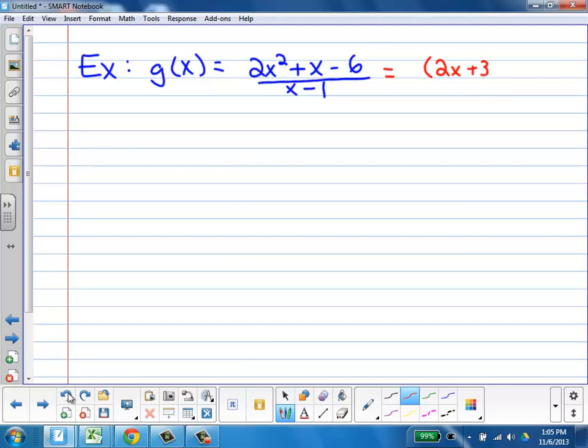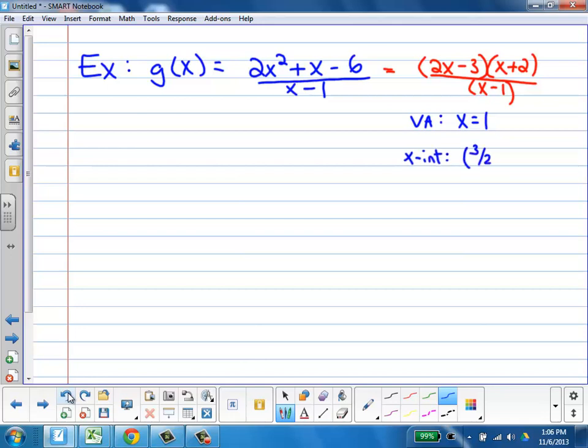No, that's wrong. You should have gotten the numerator to be 2x minus 3 times x plus 2 over the x minus 1. So from that information, you should know that there is a vertical asymptote at x equals 1. There are no holes because we didn't cancel anything out. There are two x-intercepts, one at 3/2, comma 0, and the other one at -2, comma 0.